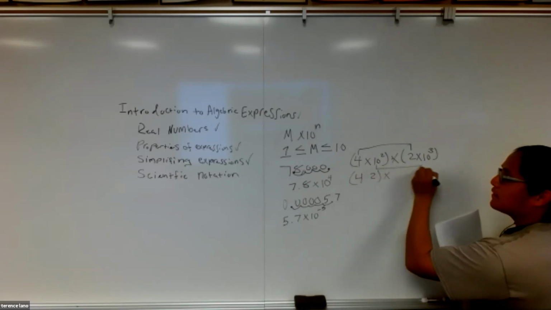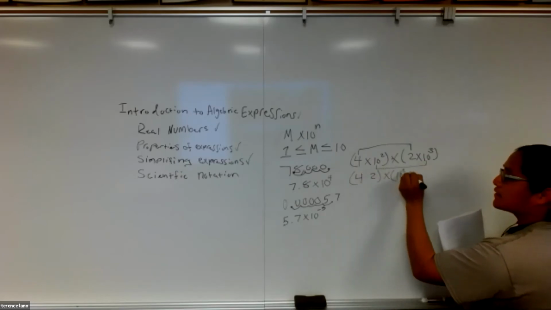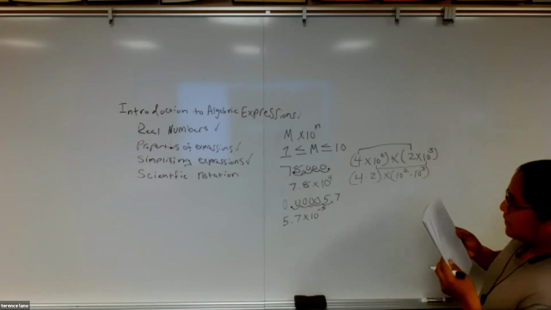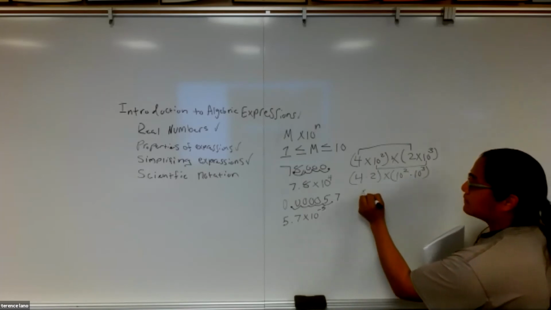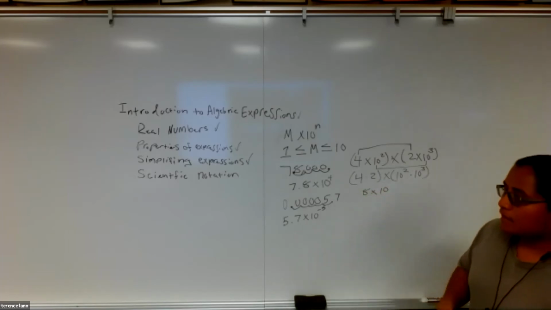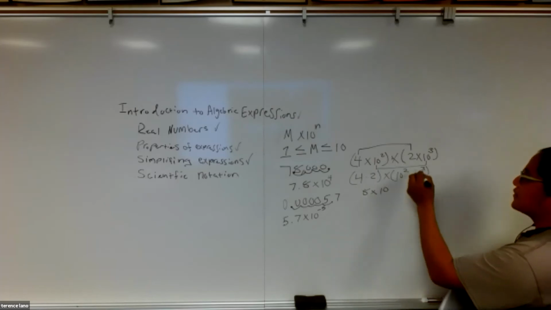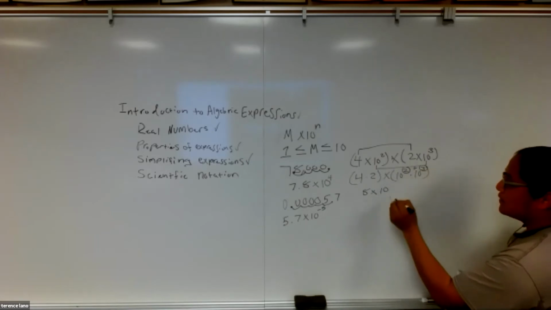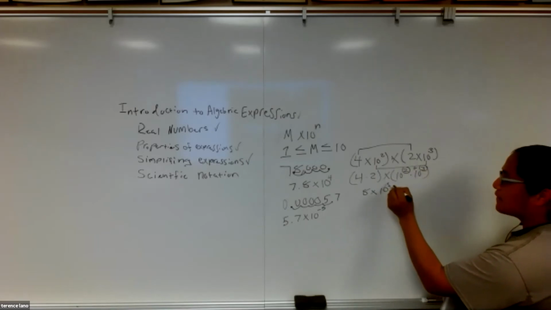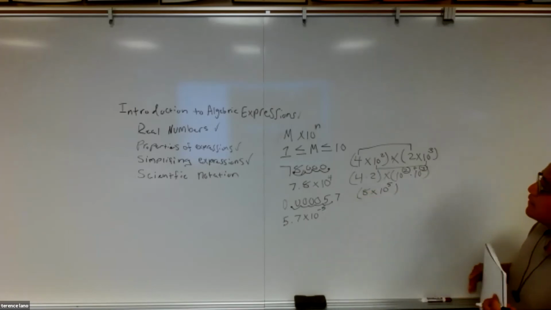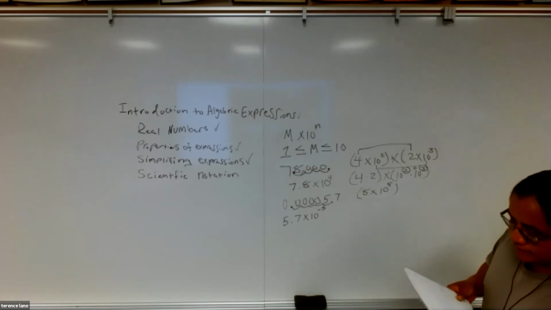times 10 squared, 10 cubed. Then our new equation, 4 times 2, 8 times 10. And when you're multiplying power exponents, you're just going to add these two together. Your 2 and your 3, plus, that's going to be 5. And that is one example of multiplying scientific notations.